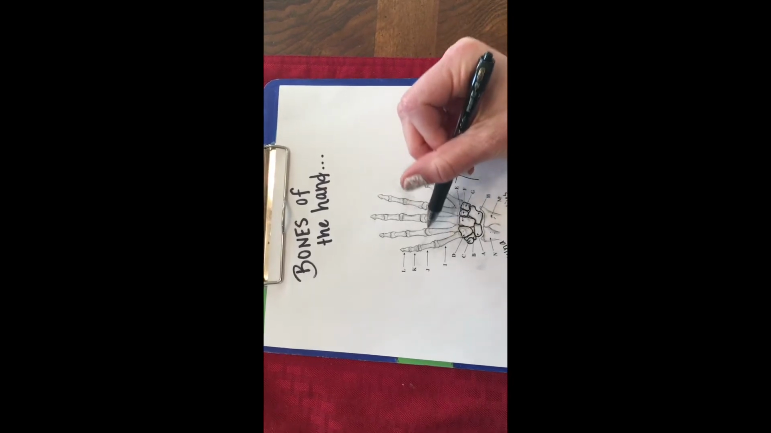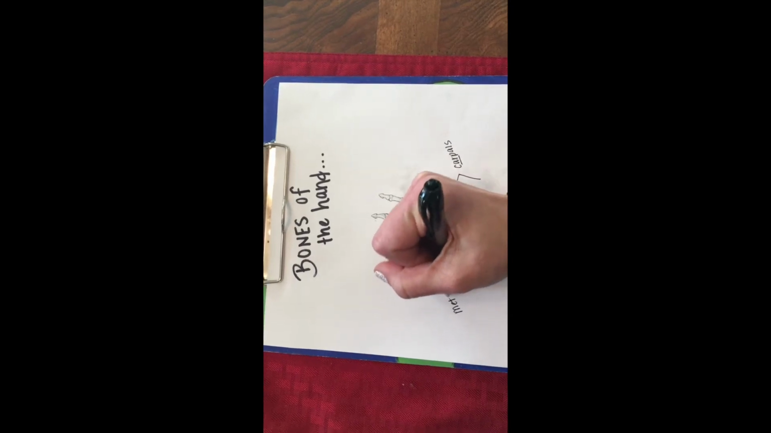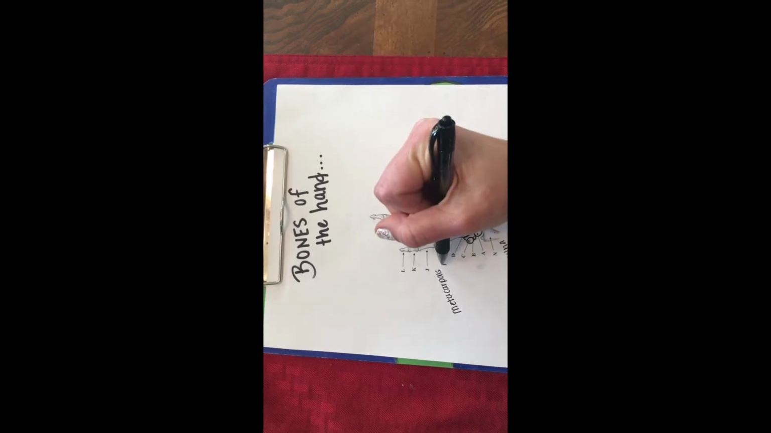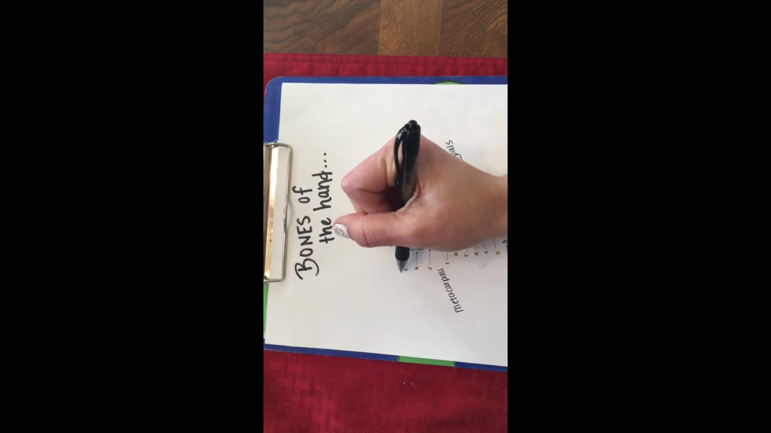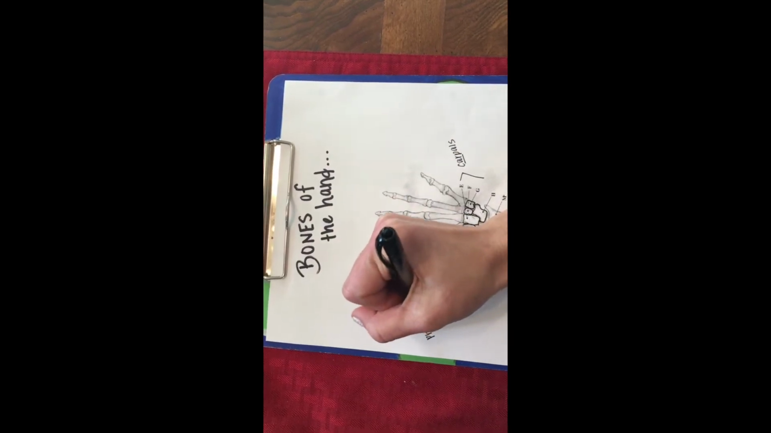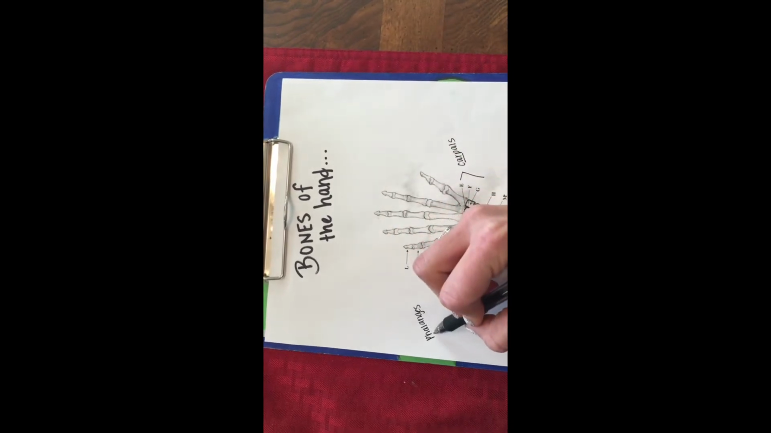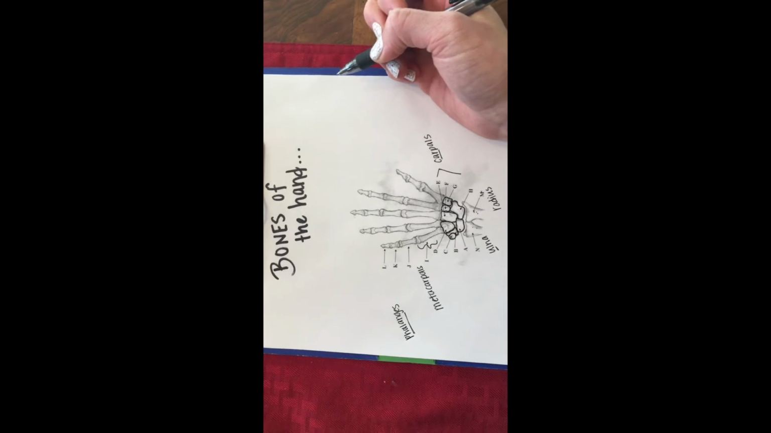Moving up to make the palm of the hand, we will have our metacarpals, and that's these bones here. And then above that, to make up the fingers, we have our phalanges. Fingers, phalanges, that sounds similar, so that's an easier way to remember that.